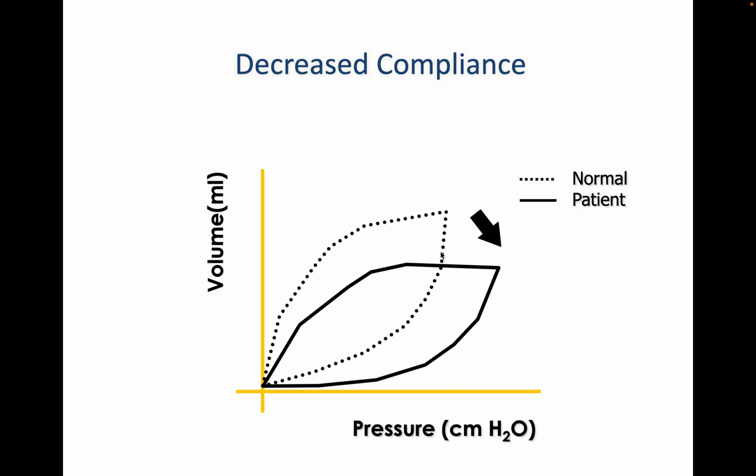So it is very easy to understand. Pressure has gone up, whereas volume has come down. So the lungs are non-compliant, not generating that much volume, but definitely generating more pressure. So this is seen with a decreased compliance patient.